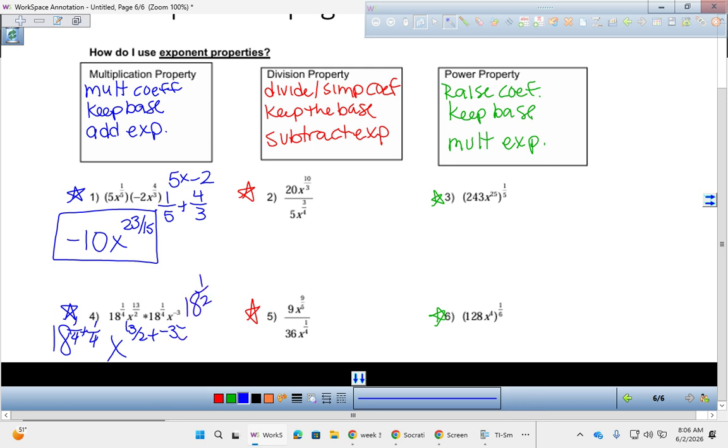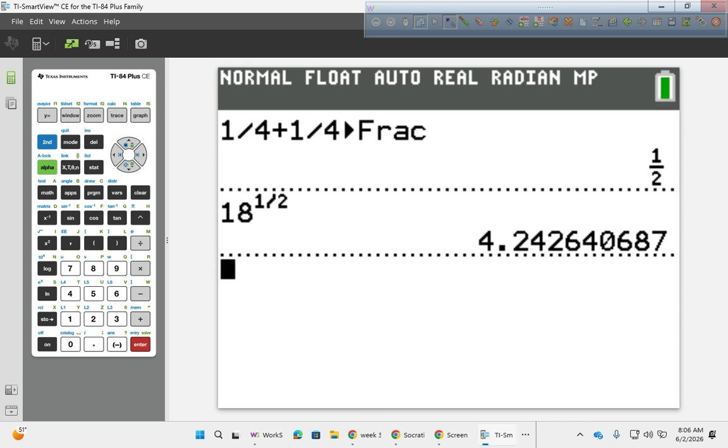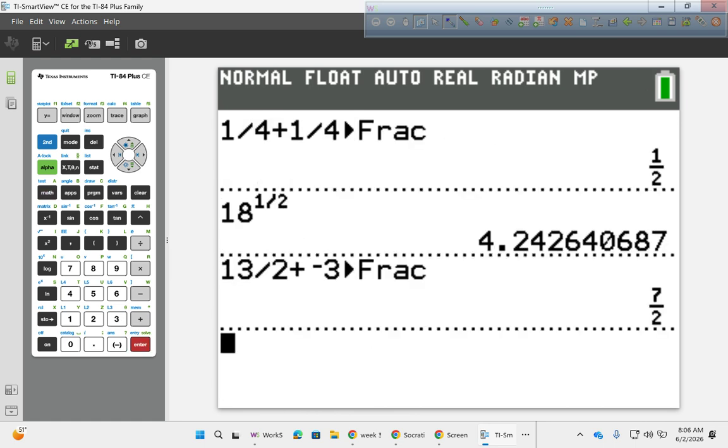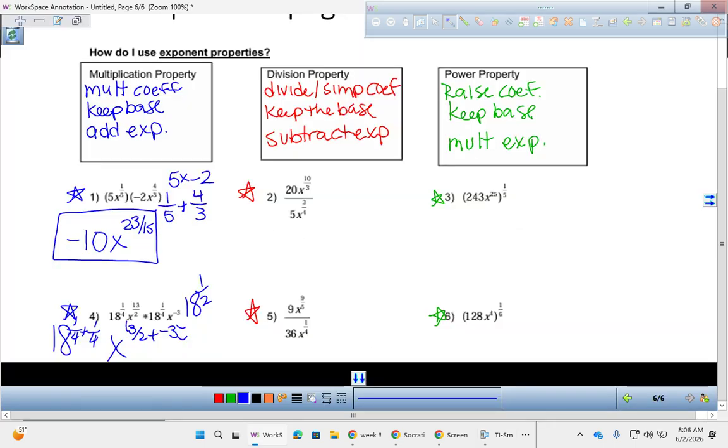And what do we get when we do 13 over 2 plus negative 3? Thank you. 7 over 2. So we'll have x to the 7 over 2. Alright, so that's what the multiplication property looks like. Multiply the numbers in front, but if the numbers in front have an exponent, then they're not coefficients. So keep the base the same, add the exponents.